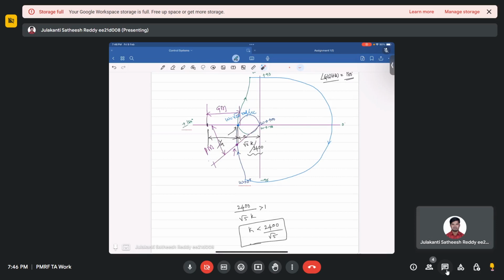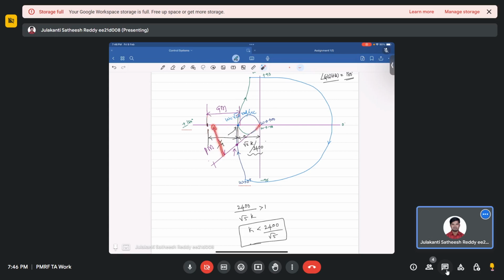So this frequency we normally say is the gain crossover frequency. This frequency we say is the phase crossover frequency, because we have this much margin. This is the gain margin and this one is the phase margin.